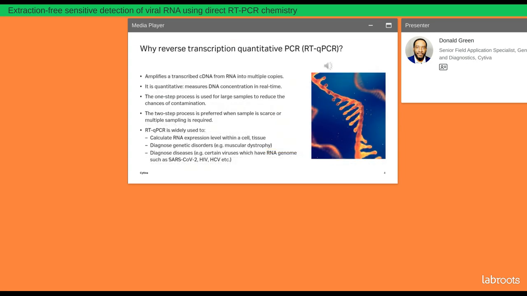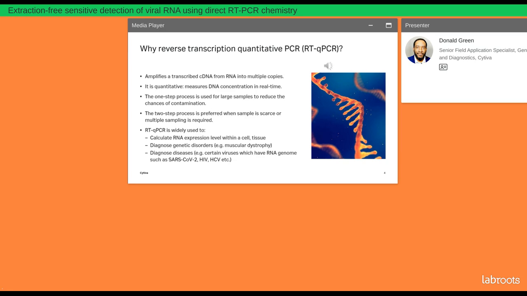The next question would be, why reverse transcription quantitative PCR, or RT-qPCR? We use RT-qPCR to amplify a transcribed cDNA from RNA into multiple copies. It's quantitative, which means it measures DNA concentration in real time, and it typically has a one-step process or a two-step process. In the one-step process, we use it for large samples to reduce chances of contamination in the process. The two-step process is preferred when sample is scarce or multiple sampling may be required from one sample.